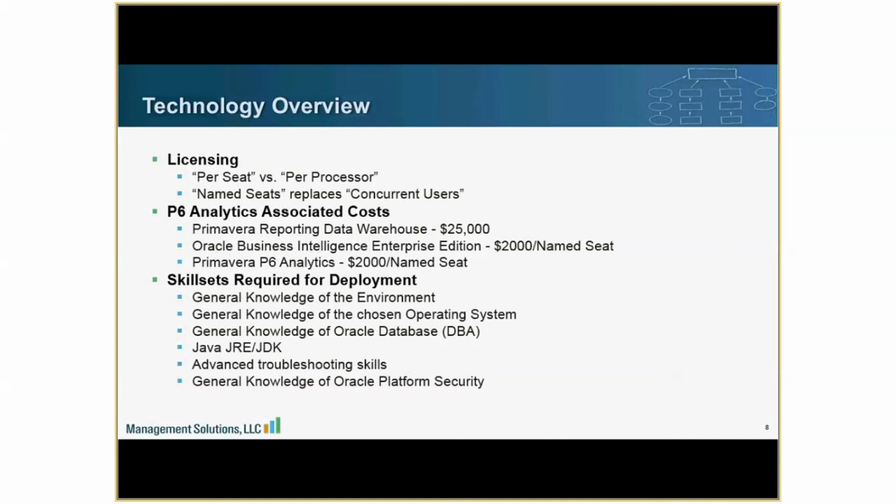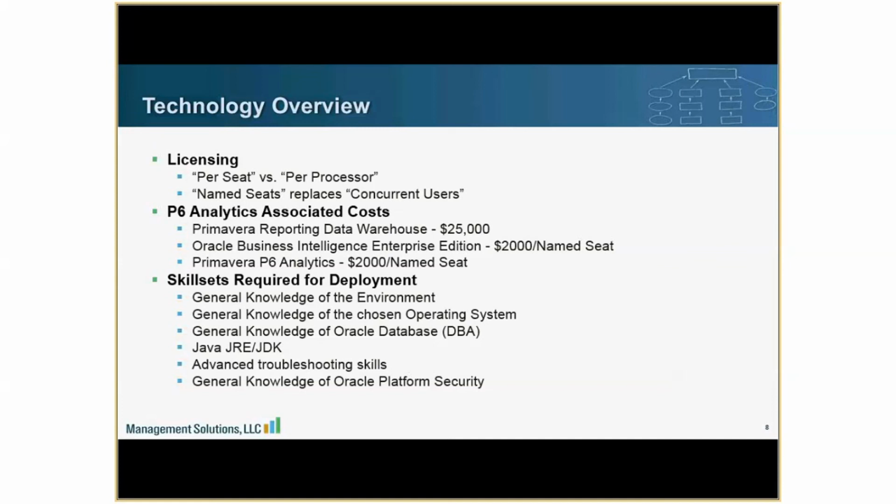It doesn't matter about your users or license. It's a schema that goes in the database and the transforming processes. The next is the OBIEE. We said we won't use that anymore, but OBIEE, Oracle Business Intelligence Enterprise Edition, is about $2,000 per named seat. There are minimums associated with that, and we can talk about that later if you want. So it's quite costly. And then P6 Analytics is also $2,000 per named seat.